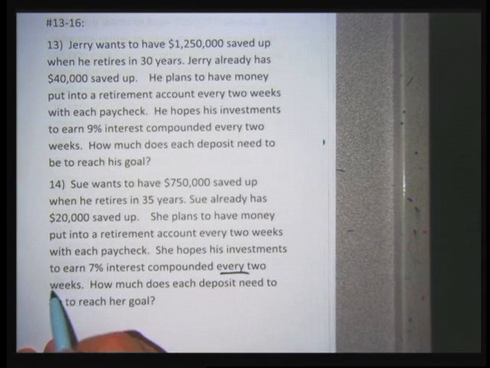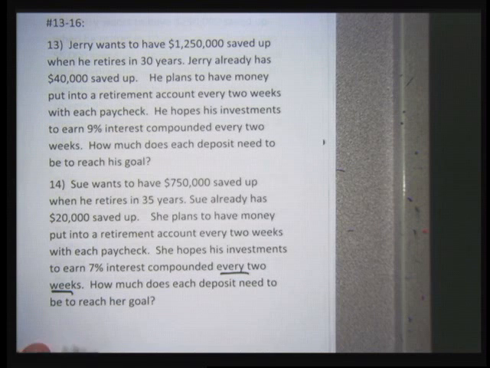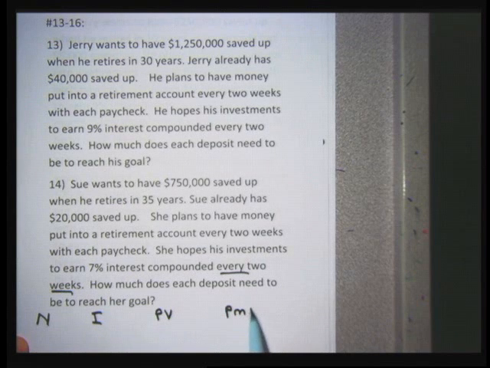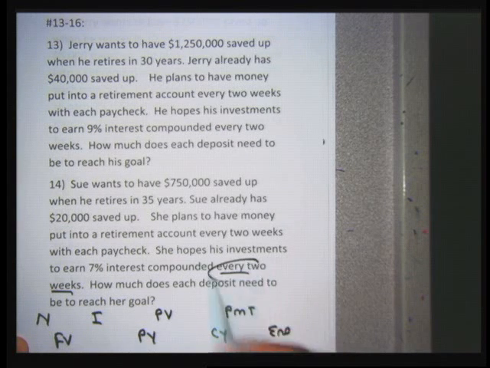For me, the PY and the CY are going to be 26. I think I'm just going to write these horizontally here. So I'm going to write N, I, PV, PMT, future value, PY, CY, and end. And for me, the PY and the CY are going to be 26 because every 2 weeks gives me a 26.